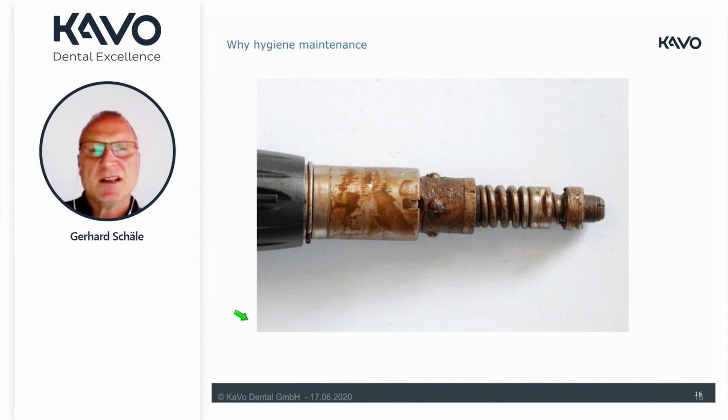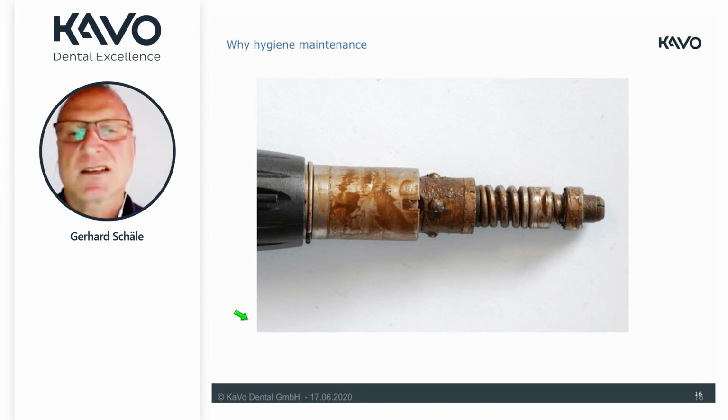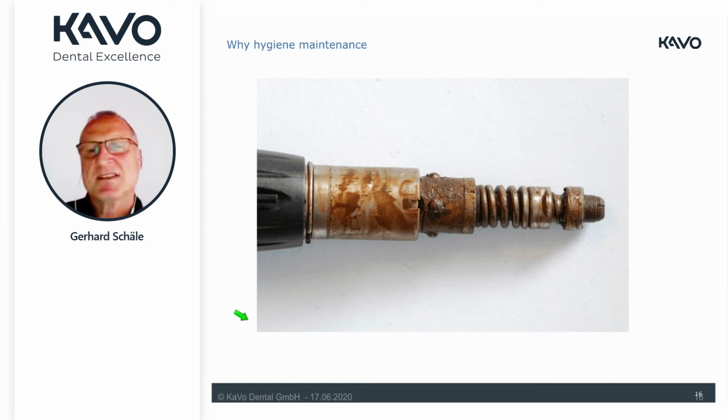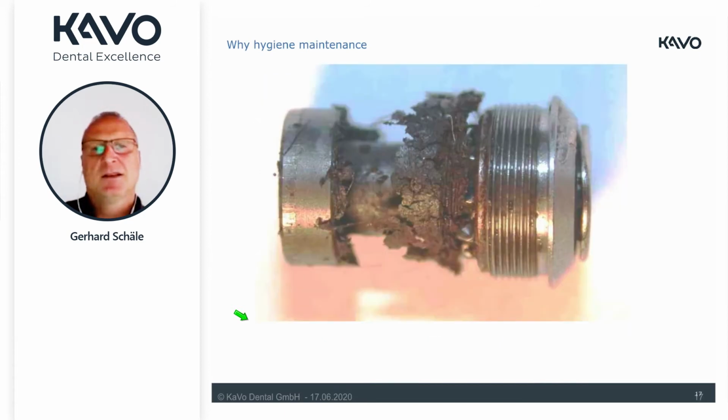This is a surgical instrument, a straight instrument, and you can clearly see this is a combination of blood and salt crystals, everything placed in here, and this instrument was directly placed in an autoclave. We opened it and saw how it looks on the inside. One important point we want to talk about is the cleaning, so that you can see how to do it the best way.